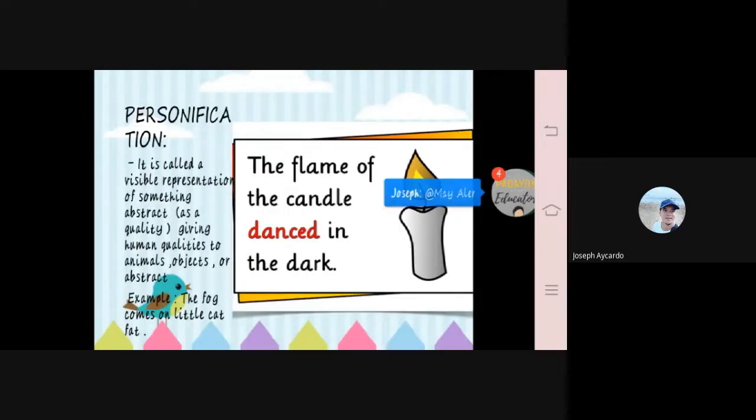Okay, next is personification. Who will read the personification? Okay, Ara, read. Okay, thank you. Personification is a visible representation of something abstract, giving human qualities to animals, objects, or abstract ideas. So, for example, the fog comes on little cat feet. Then another example is the flame of the candle dances in the dark.